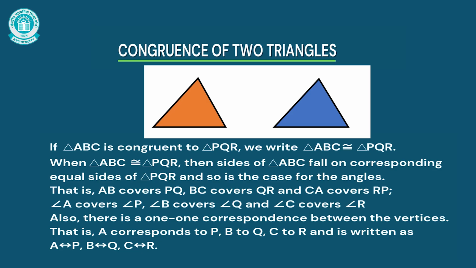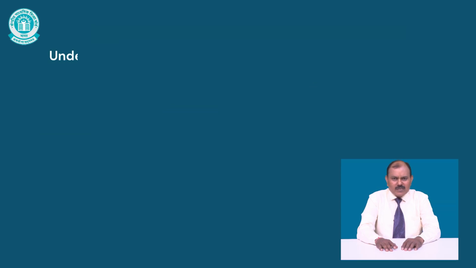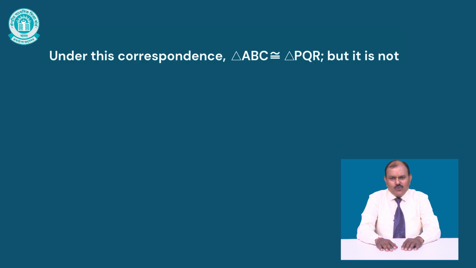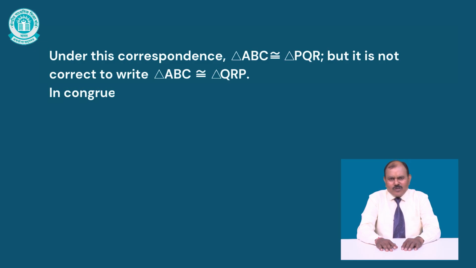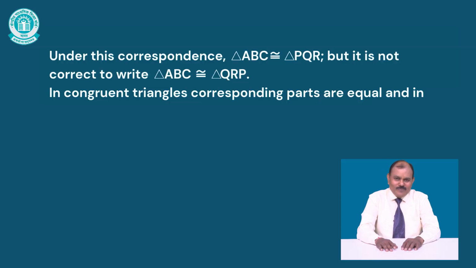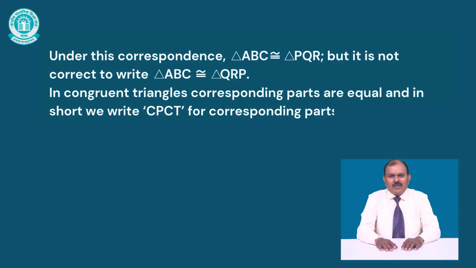We need to keep in mind, under this correspondence, triangle ABC is congruent to triangle PQR. But it is not correct to write triangle ABC is congruent to triangle QRP. In congruent triangles, corresponding parts are equal, and in short, we write CPCT for corresponding parts of congruent triangles.